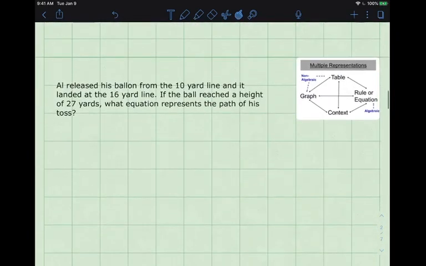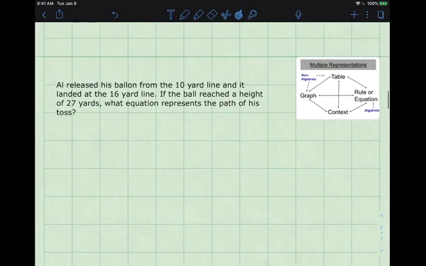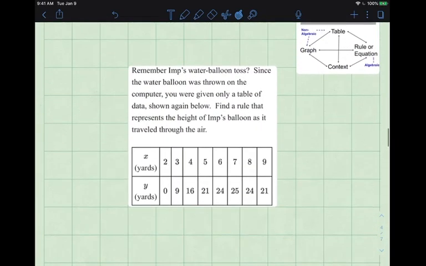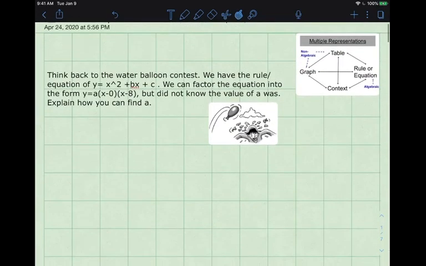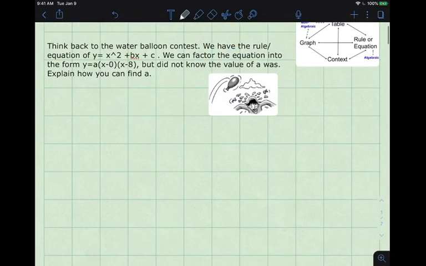Here's the second. And here's the third. So I'll work through them now, going over the points I think you should pay attention to. As we think back, we have this rule or equation. As a reminder, they give it to us.